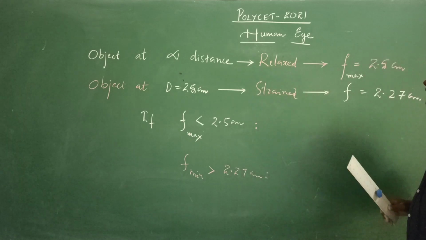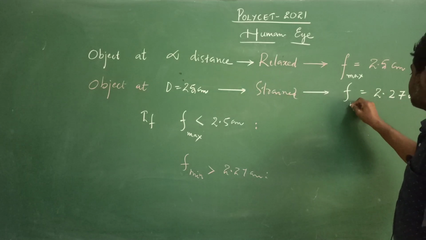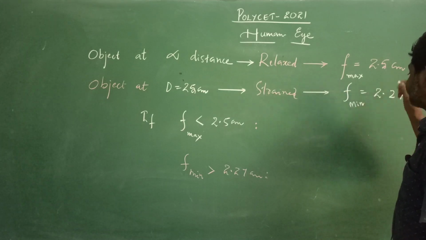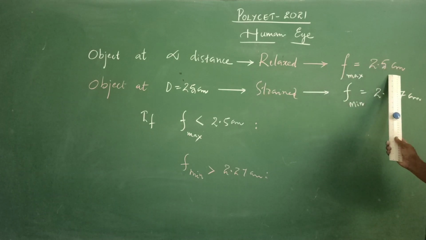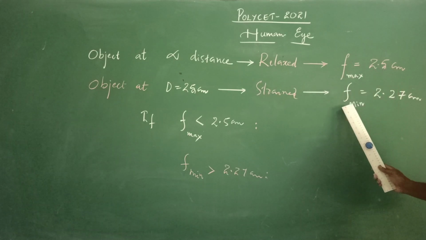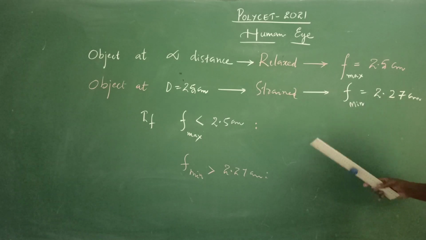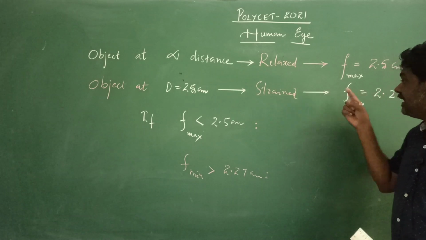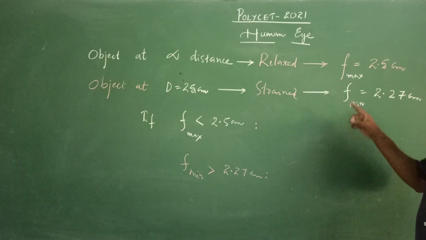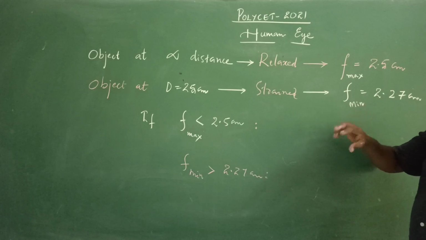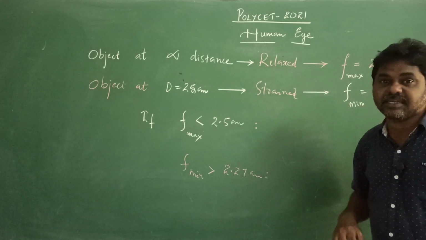Okay, so in that situation the focal length is going to be 2.27 centimeters, which is minimum. So maximum focal length of the eye lens is 2.5 centimeters and minimum focal length of the eye lens is 2.27 centimeters. So focal length of eye lens అనేది ఈ రెండు వాల్యూస్ మధ్యలో వేరీ అవుతూ ఉంటుంది, అది చేంజ్ అవుతూ ఉంటుంది. That is known as accommodation, power of accommodation. Okay, that is going to be done by ciliary muscles.